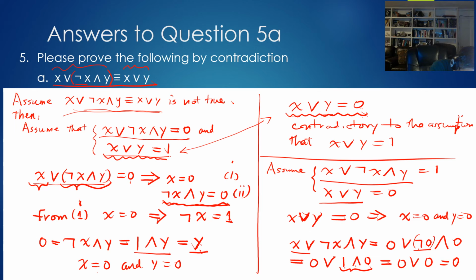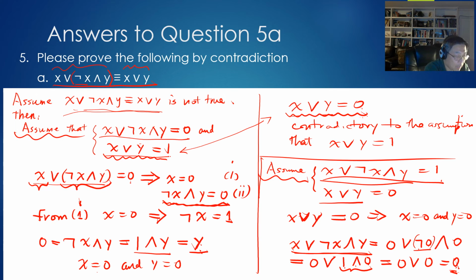And then we got x or negation of x and the y is 0, right? Now, what's the problem? Yes, because we assumed that this is 1, but now we got that this is 0. Again, we prove this by contradiction. So we prove that either case is not possible. I hope this gave you some kind of explanation of 5a.